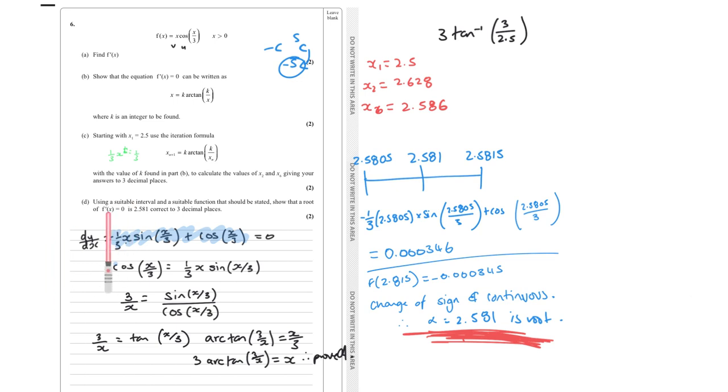Yeah, it also specifies in the question to use the derivative. So we are going to use that one. However, we've shown that the derivative can also be written in this way. But we're not going to use arctan to substitute our value in because arctan is not a continuous function. Okay?